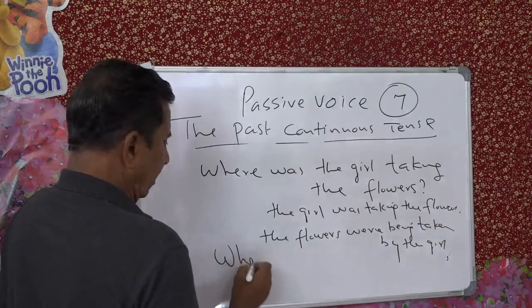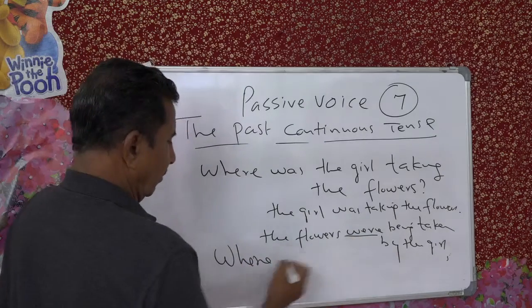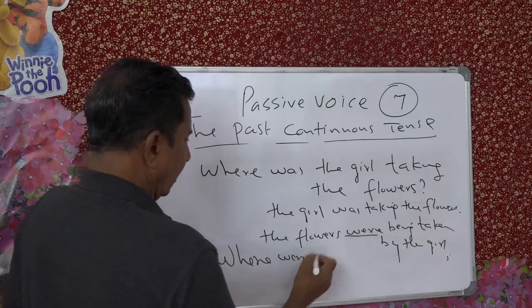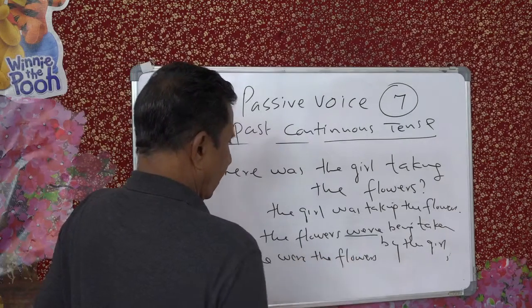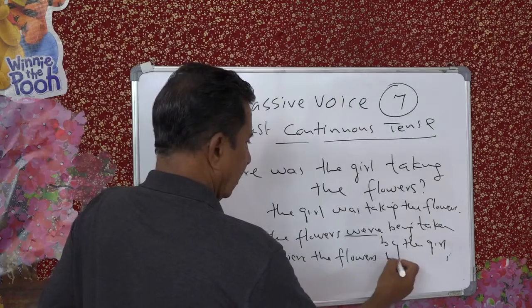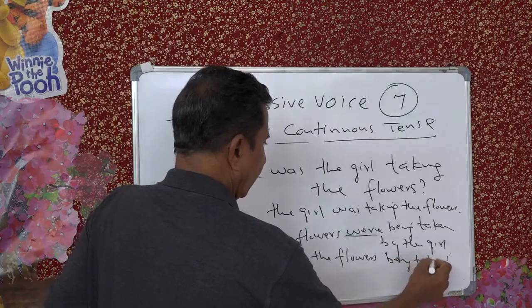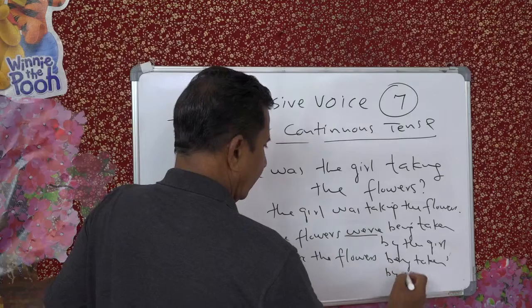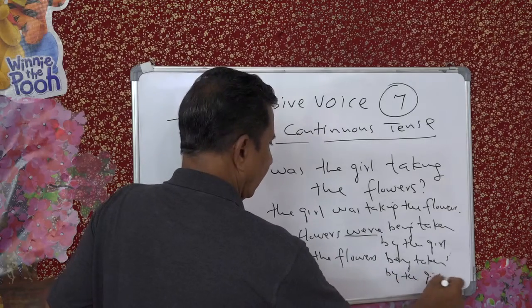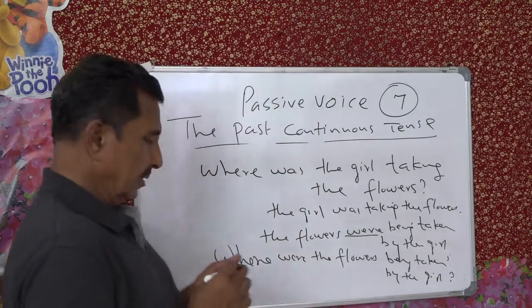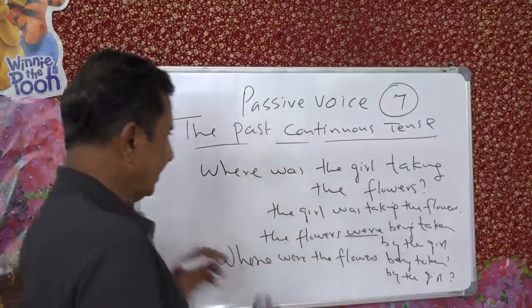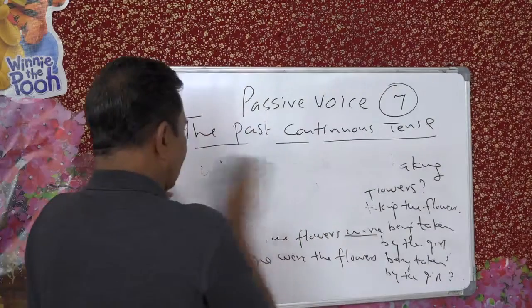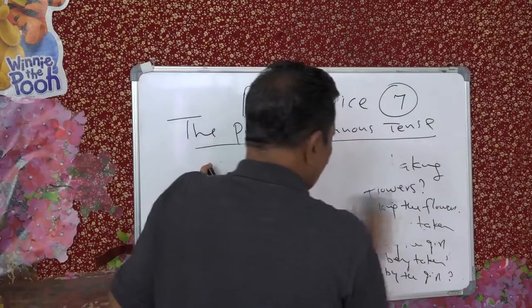Question here: where? Then where becomes: where were the flowers being taken by the girl? Question. So, see this? Yes. So I think that all your problems are over.